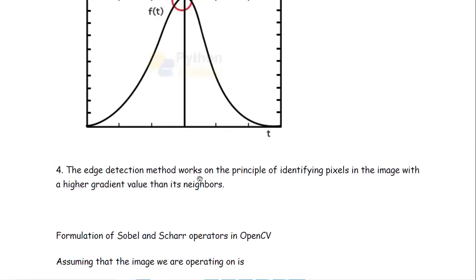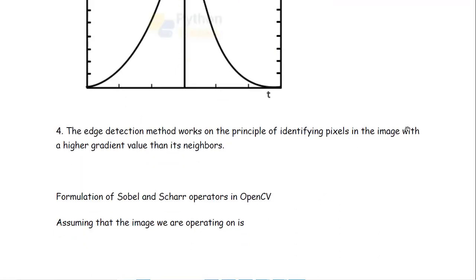The edge detection method works on the principle of identifying pixels in the image with a higher gradient value than its neighbors. Obviously, if you talk about edges, edges have higher values compared to the other neighboring values. So the same concept is used here. In such edge detection methods, a pixel with a higher gradient value than its neighbors will be considered as a pixel that is contributing towards the formation of an edge.